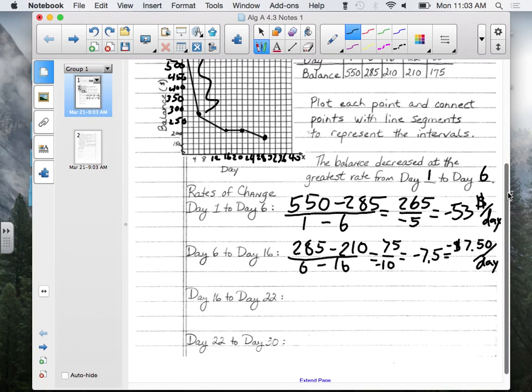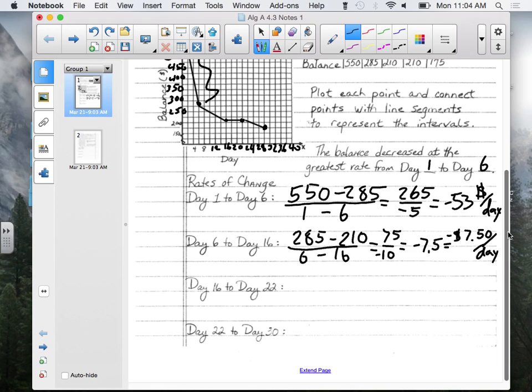So it looks like everyone got the same answer for the second interval, day 6 to day 16, of negative $7.50 per day. So what does that represent for that interval? From day 6 to day 16 it went down at a rate of about negative $7.50 a day. Right, so from day 6 to day 16, every day it lost $7.50.